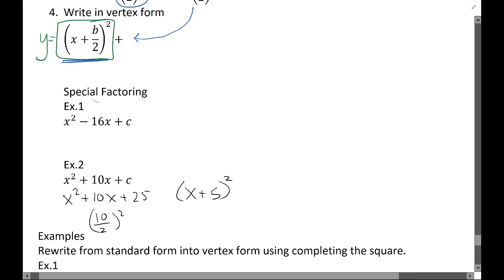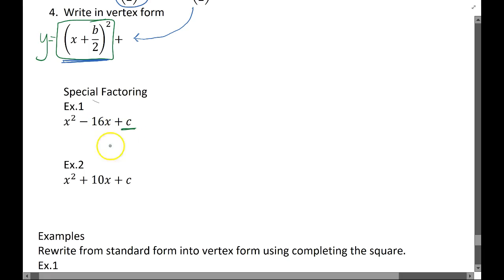Now special factoring cases, if you look here at example 1, we want to put a value in here for C. There's no equal sign, so we don't have to worry about adding anything to both sides. We just want to practice finding this C value.